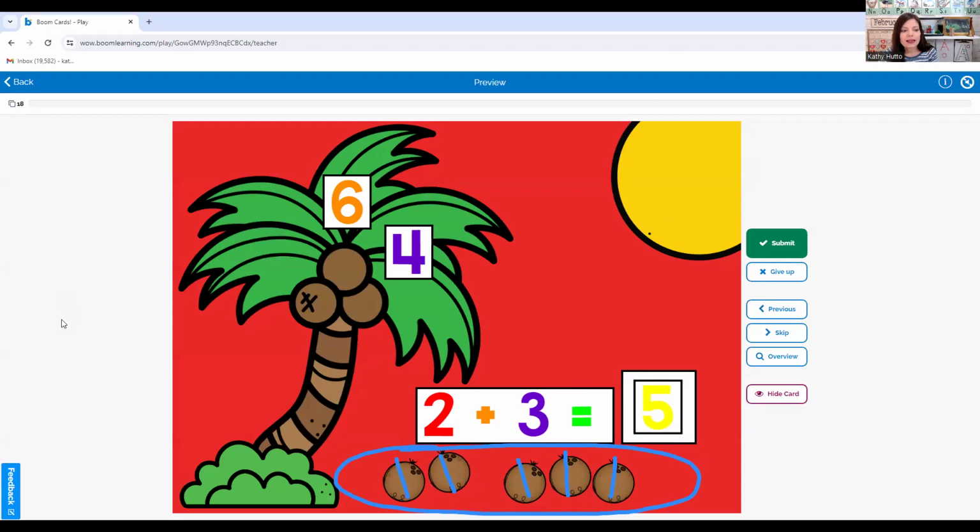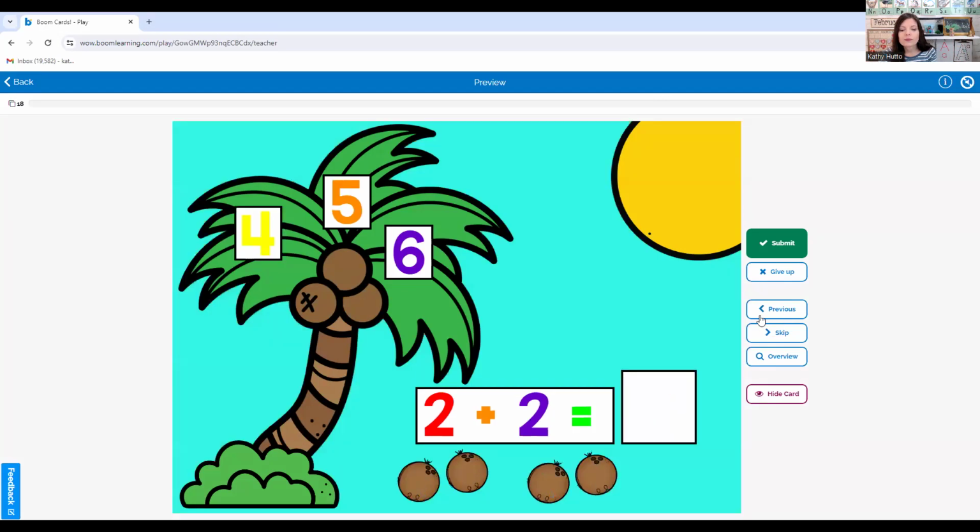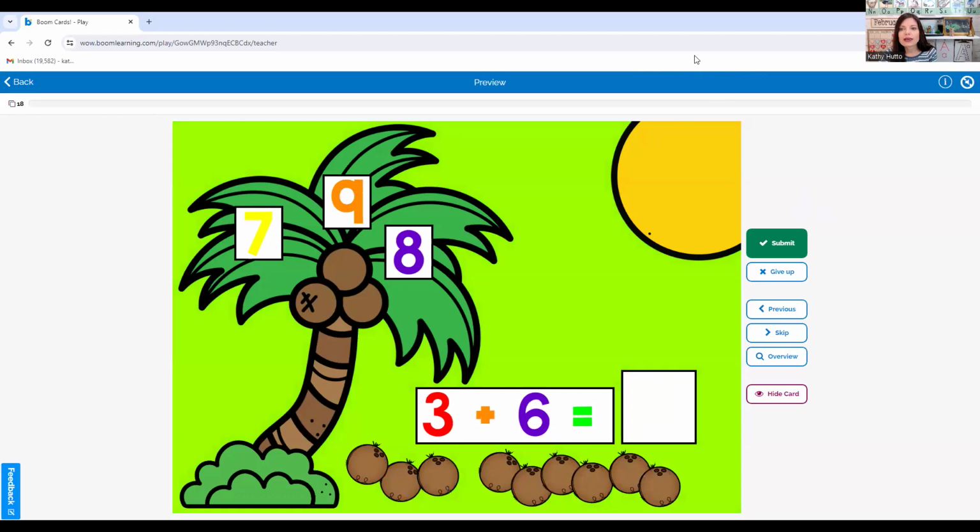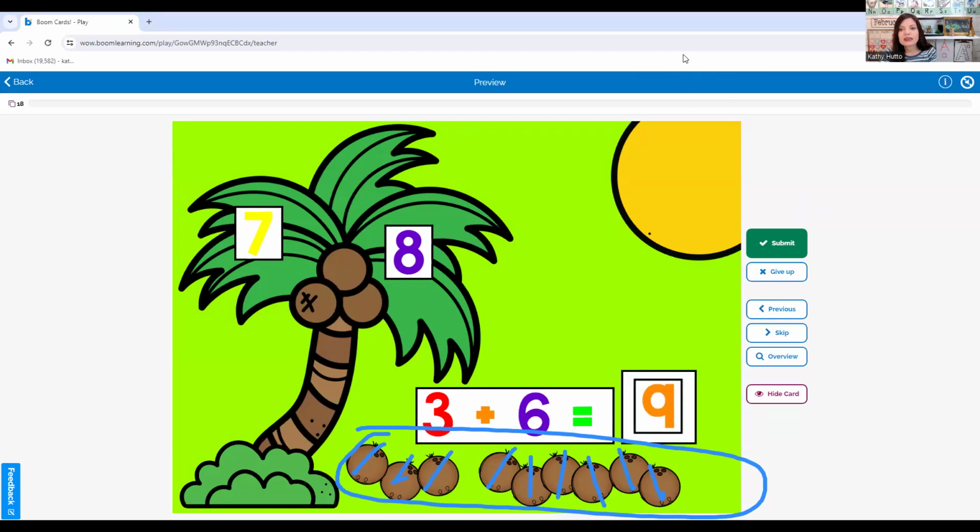All right, let's do the next one. What is 2 plus 2? Let's count all the coconuts. 1, 2, 3, 4. 2 plus 2 equals 4. All right, let's do the next one. What is 3 plus 6? Count all these coconuts. 1, 2, 3, 4, 5, 6, 7, 8, 9. 3 plus 6 equals 9.